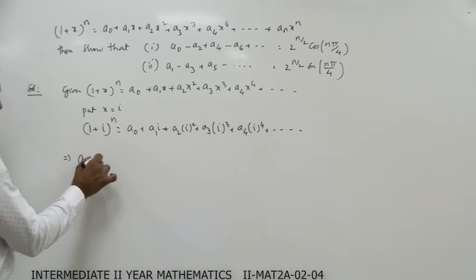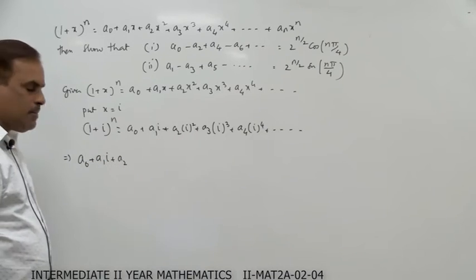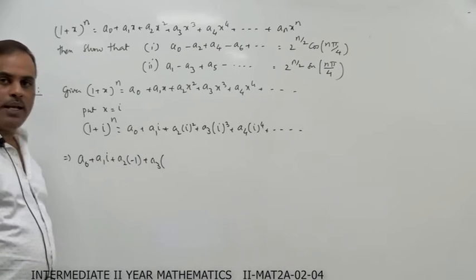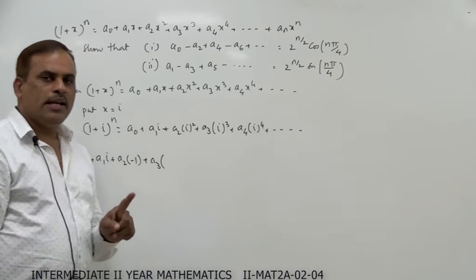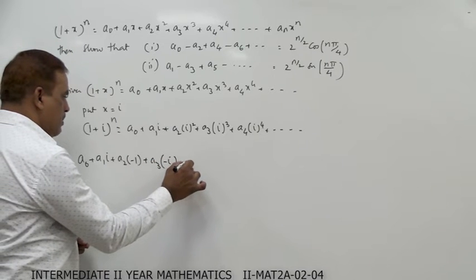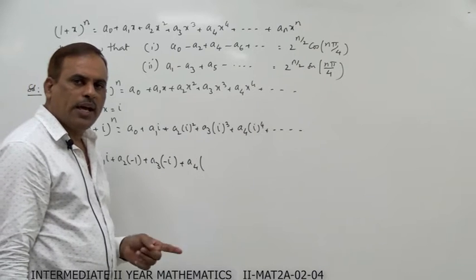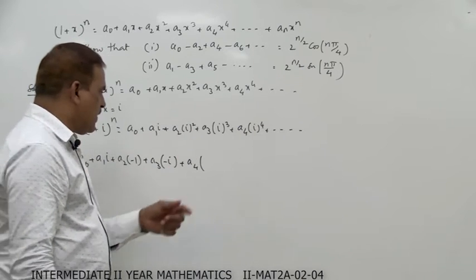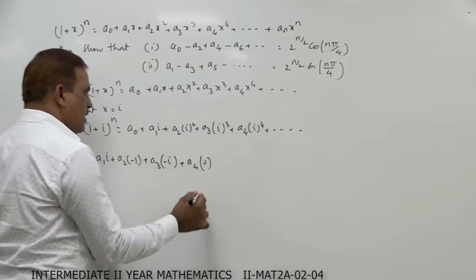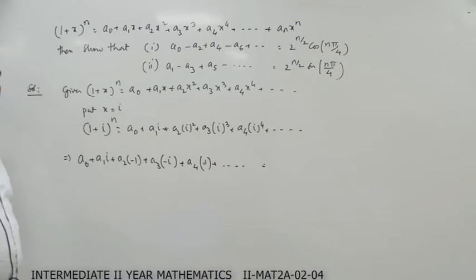A naught plus a1i plus a2 into i square, whose value is minus 1. a3 into i cube is nothing but i square into i, i square is minus 1, into i, it is minus i. Plus a4 into i power 4 is i square whole square. i square is minus 1, minus 1 whole square is 1. This is 1 plus and so on is equal to, we have here (1 plus i) whole power n.